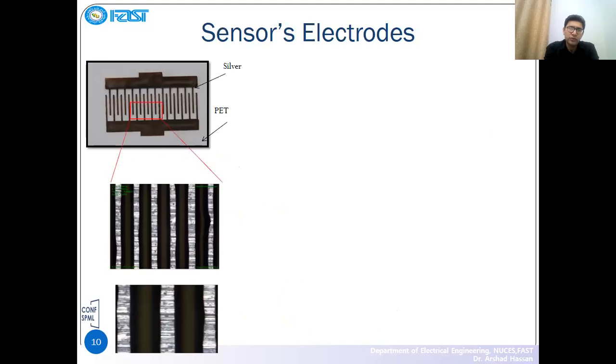The sensor electrodes look like this, and the separation between the two fingers is 200 micrometer. We optimized this. We fabricated different sensors with 100 micrometer, 200, and other separations, and then we measured the impedance, and we got quite good results around 200 micrometer.